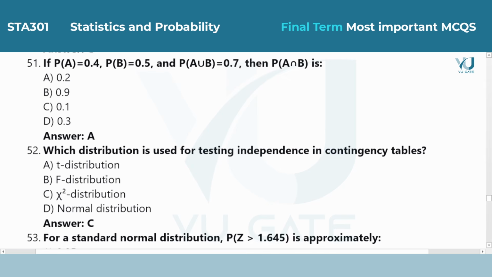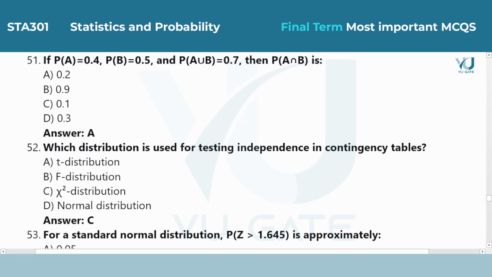Question: if P of A equals 0.4, P of B equals 0.5, and P of A union B equals 0.7, then P of A intersection B is? Answer: A. 0.2. Explanation: this is found by adding P of A and P of B, then subtracting the union. 0.4 plus 0.5 minus 0.7 equals 0.2.